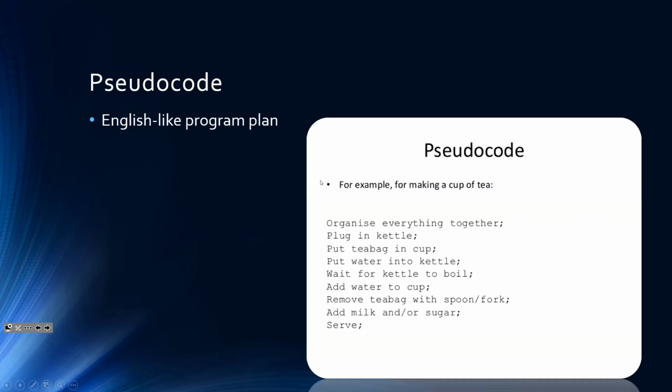One way that we use is pseudocode. And pseudocode is kind of like code, but it's just English-like. So here's an example. This pseudocode I found online, you can tell I just Googled it, and it's kind of like European pseudocode, because they're talking about making a cup of tea. So their pseudocode, which looks a lot like an algorithm, right? Because that's really what it is, saying organize everything together.